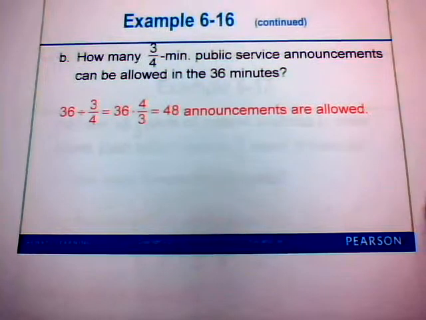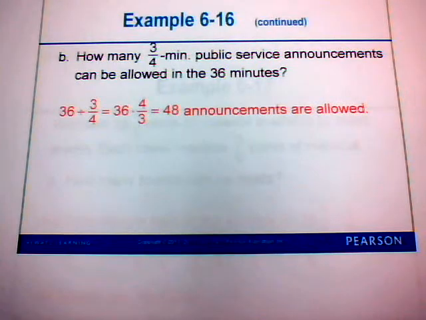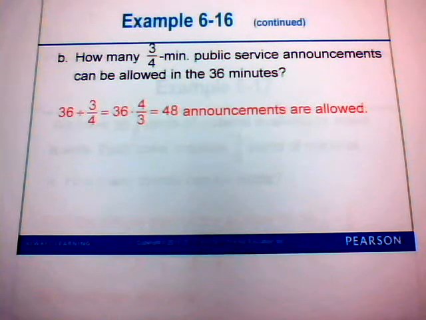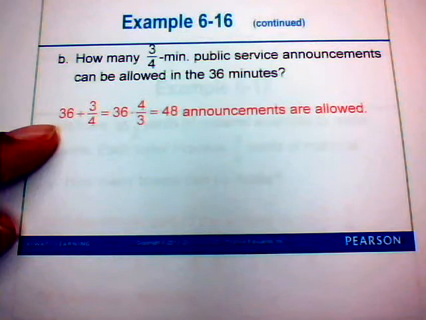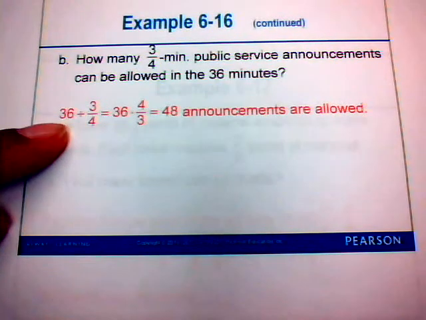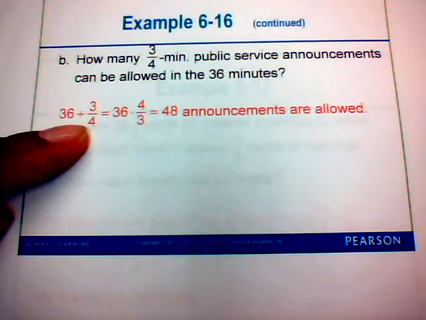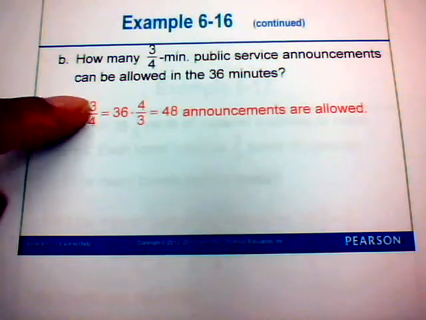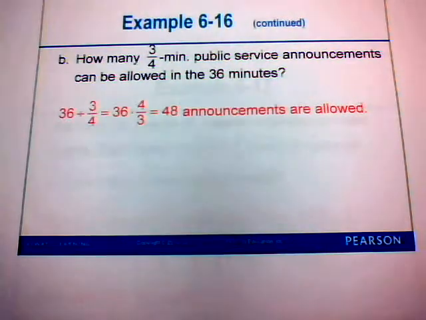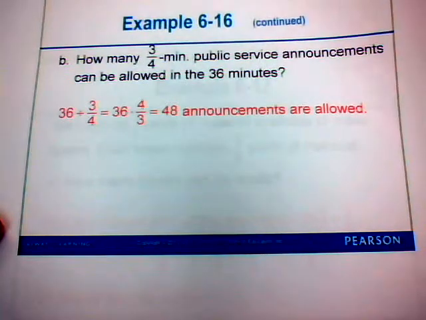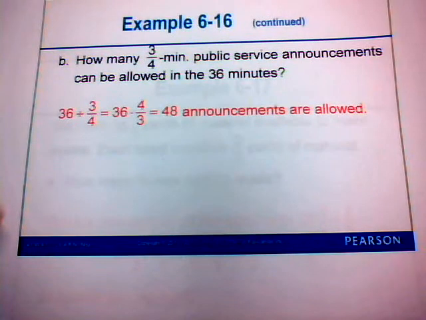Part B of that question, how many 3/4 minute public service announcements can be allowed in 36 minutes? Okay, so now we got 36 minutes, and we want to section that off into 3/4 of a minute. So that's 36 divided by 3/4. Now when you divide, you multiply by the reciprocal, so it'll be 36 times the reciprocal of 3/4, which is 4/3. So 36 times 4/3, which will be 48. So now 48 announcements are allowed.